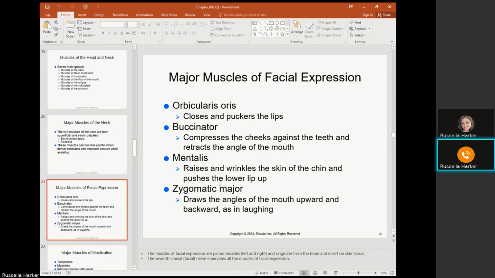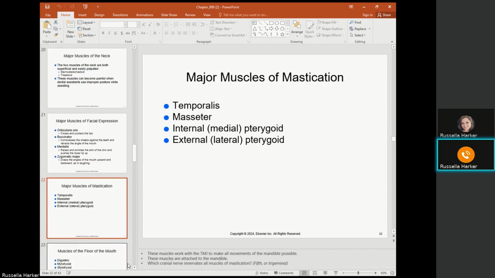And the zygomatic major draws the angles of the mouth upward and backward. That's the one like if you were laughing really big with your mouth open. They're all paired muscles, which means that you have one on the left and the right side, and they originate from the bone and insert on the skin tissue. The 7th cranial nerve is what's going to be innervating all the muscles of facial expression.